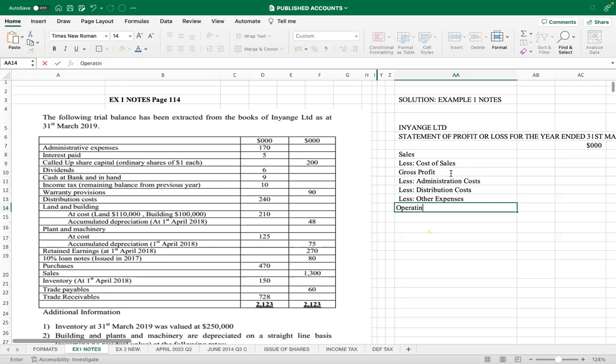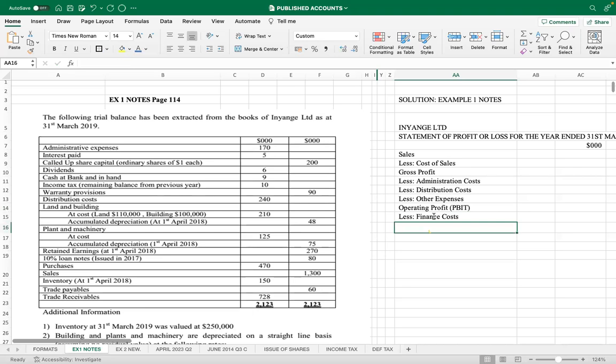Operating profit. So remember that is profit before interest and tax, what is commonly known as PBIT, profit before interest and tax. And then after that, you less any finance costs, and then you can add other forms of income that we have. So if there is any other forms of income, investment income. Remember, there is also an option of including this investment income just after gross profit.